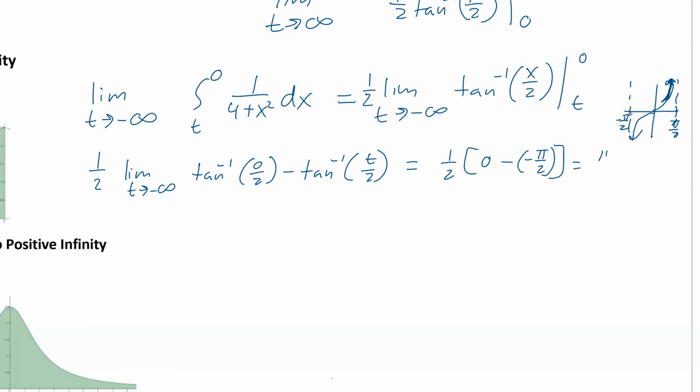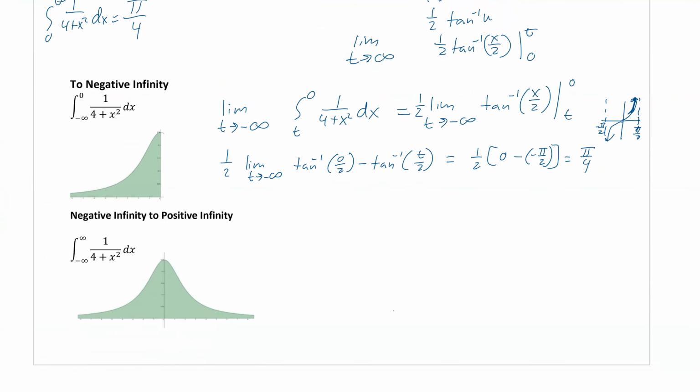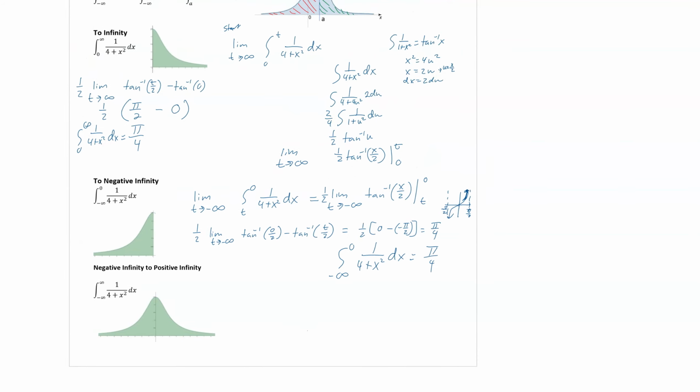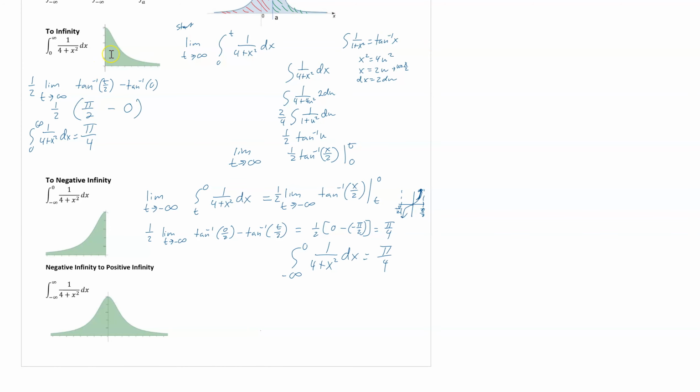All right, so that would give us pi over 4. So the integral from negative infinity to 0 of 1 over 4 plus x squared dx is equal to pi over 4. Now if we put them together, you basically just click it to that one, like a little magnet. It would look like this, and that's our area from negative infinity to positive infinity.